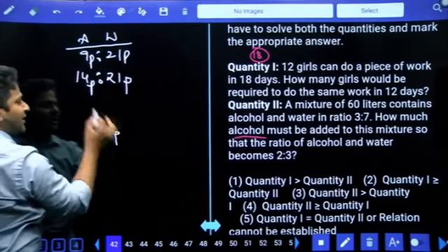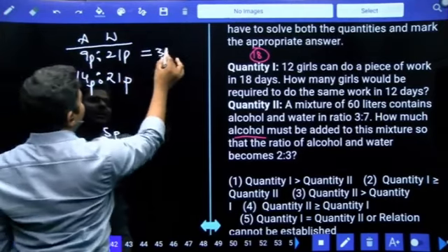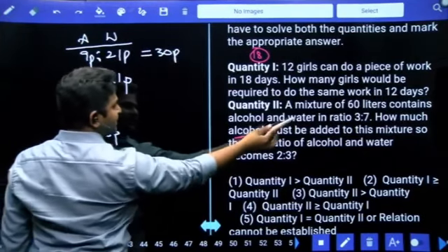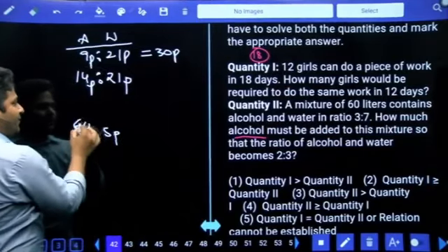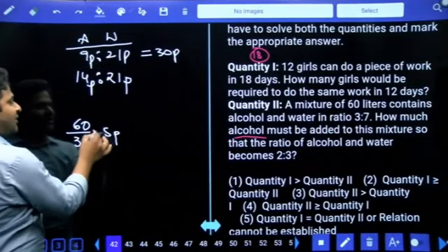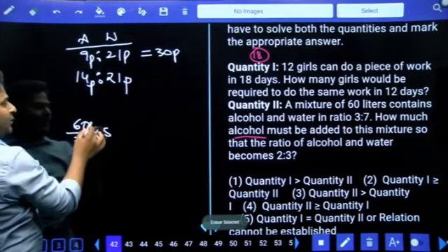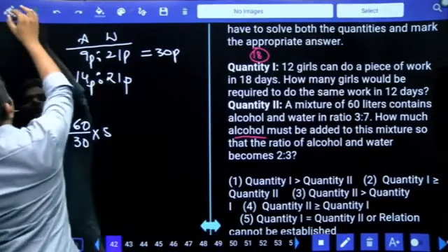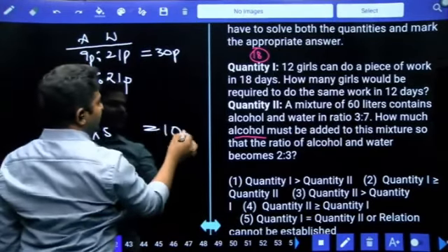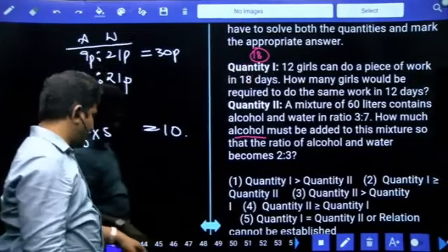You just need to calculate how much is 5 parts value. Initial quantity is total 30 parts, which is equal to how many liters? 60 liters. From this, 1 part is equal to 60 by 30, and as you need 5 parts, that is into 5. 30 twos are 2 into 5, 10. So Q2 is equal to 10 liters. Q2 is 10, whereas Q1 was 18. Q1 is more than Q2. Next.